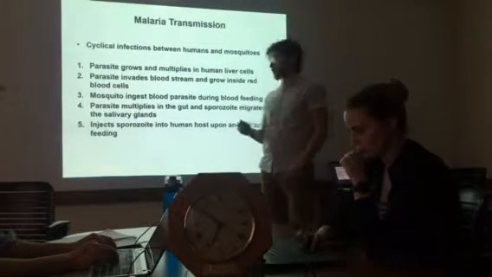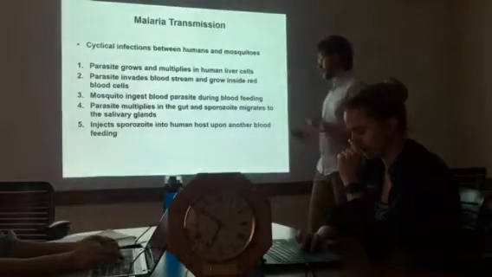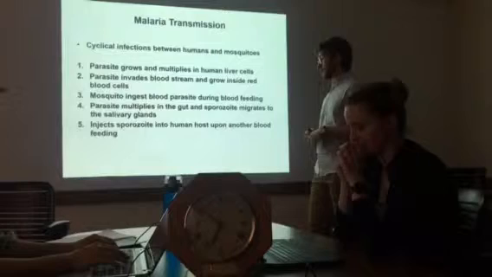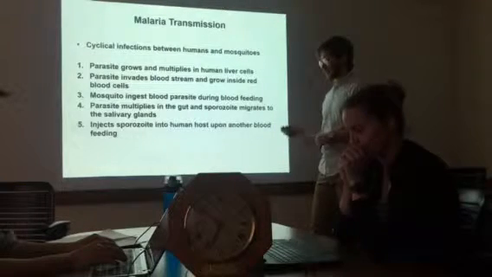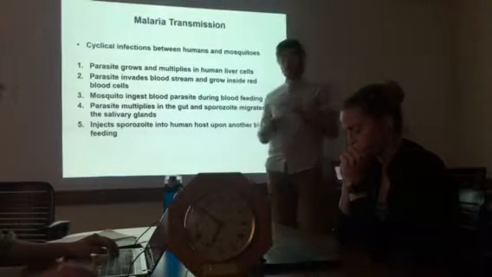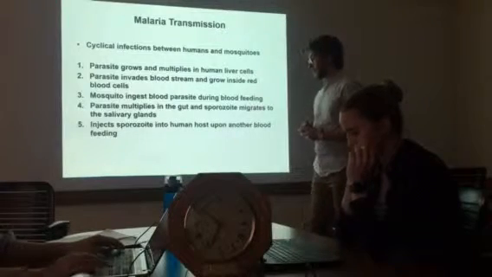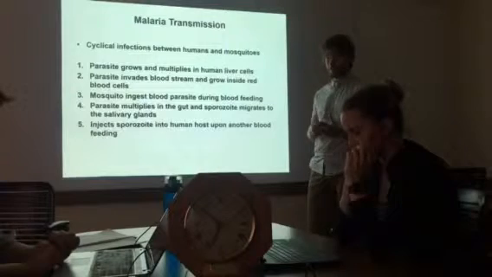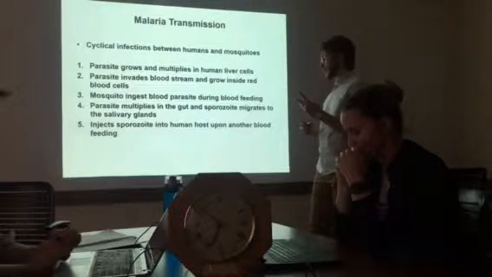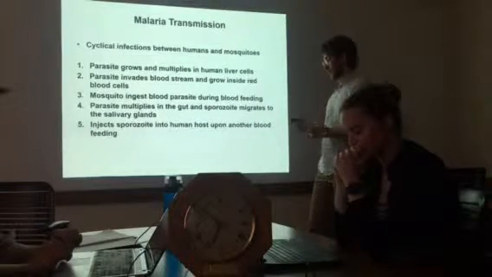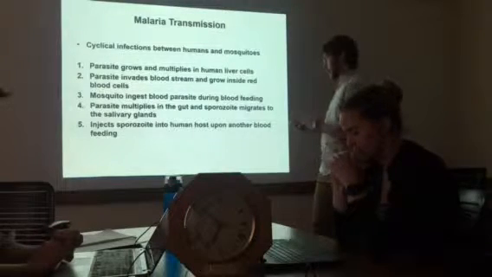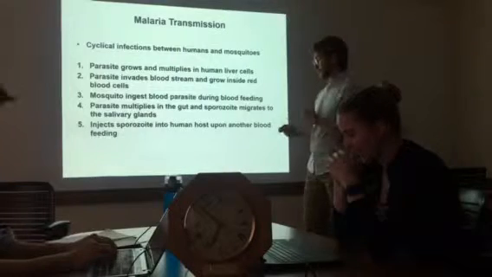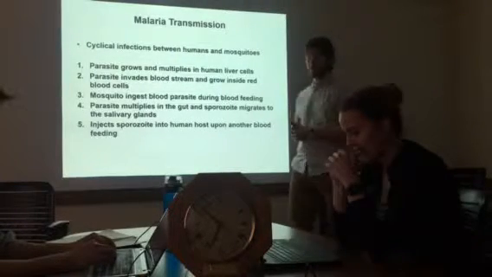So the transmission is cyclical, and it has 5 main steps to the cycle. The parasite grows and multiplies in human liver cells first. The parasite then invades the bloodstream and grows inside the human host's red blood cells. Then the mosquito ingests the parasite during blood feeding, and the parasite multiplies in the gut, and the sporozoite, which is the parasite, migrates to the salivary glands. When the mosquito goes to another host, it injects the sporozoite into the human host upon another blood feeding.